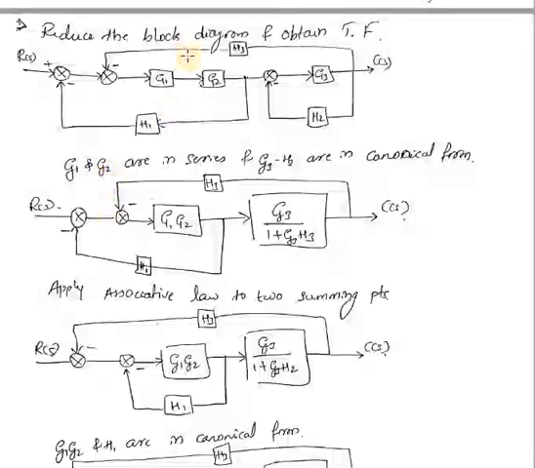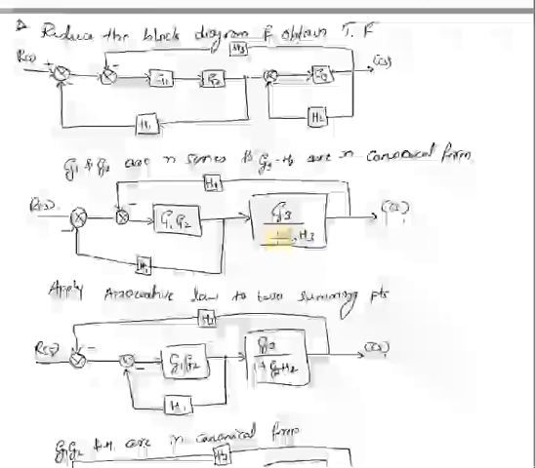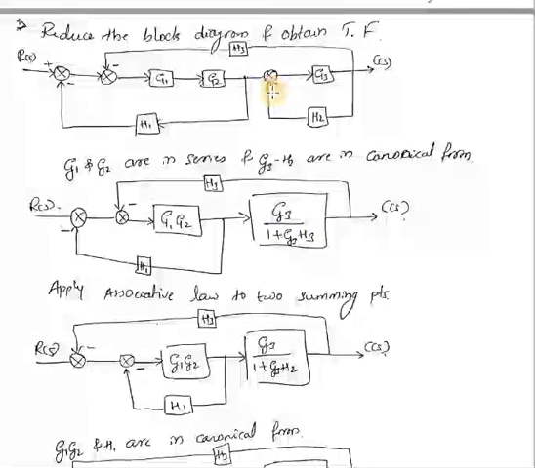G1 and G2 are in series, so you write the product. Replace these two blocks by a single block with the transfer function G1 into G2. Then for the canonical loop, in the numerator you write the forward path block G3, divided by 1 plus. This sign depends upon the sign of the feedback signal. Here it is minus, so I have taken it as plus. If it is plus, I have to take it as minus.